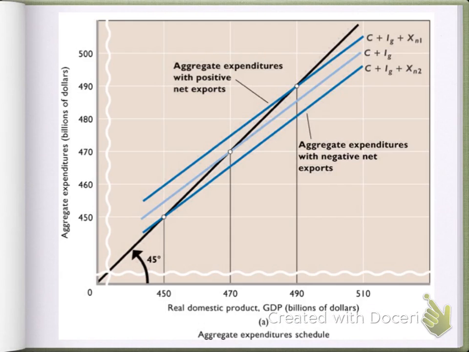So we just stack it on top. On top, you can see at equilibrium. Let's start here at this point, 470. If you have positive net exports, you'd shift up. If you had negative net exports, you would shift down to here. Just stack it on top.